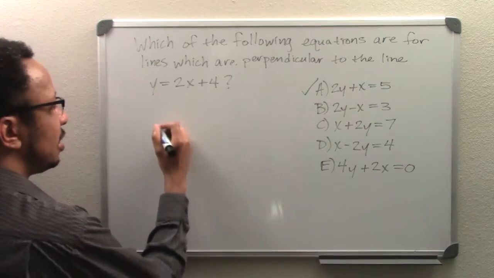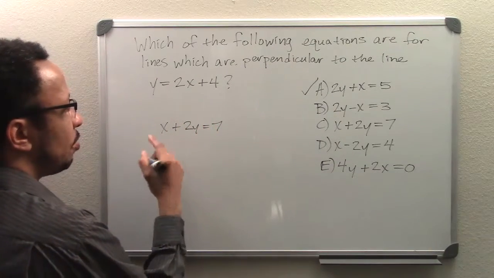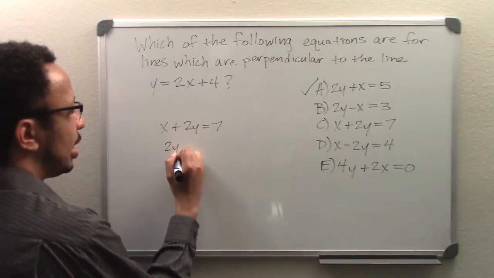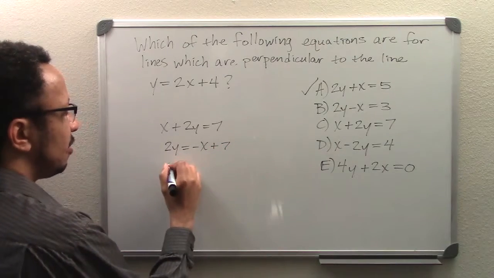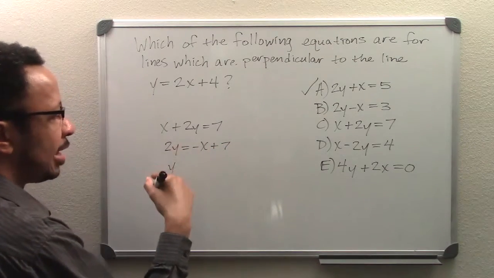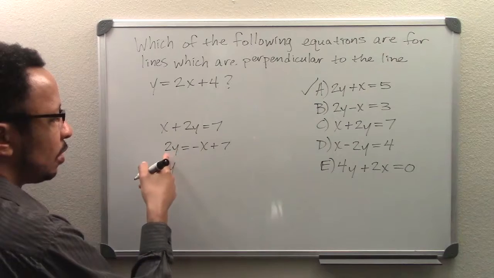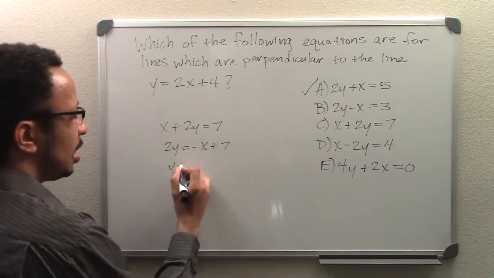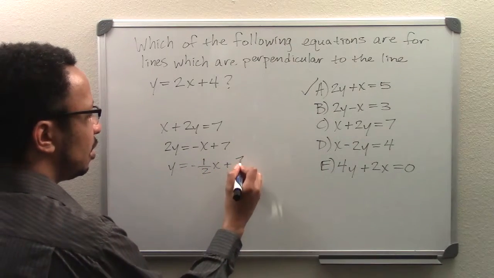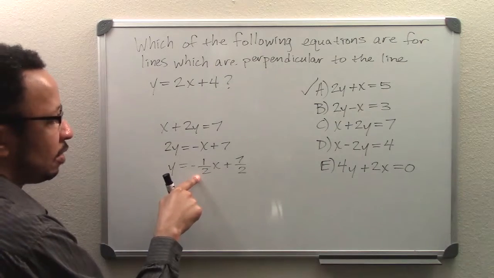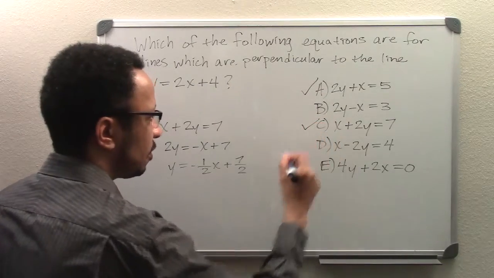Next, let's take a look at C. x plus 2y equals 7. Bring the x over to the other side. We have 2y equals negative x plus 7. Divide out the 2 in order to state y in terms of x without any other terms or multipliers on this side, and we get y equals negative 1 over 2x plus 7 over 2. This slope here is the negative reciprocal, so C is another answer. C checks out good.